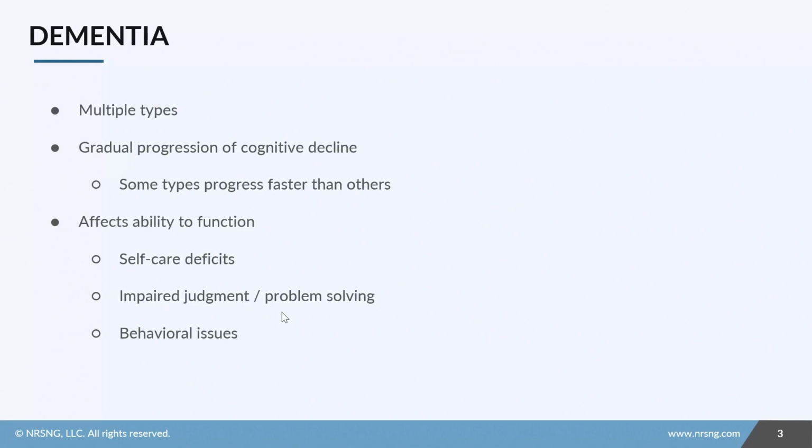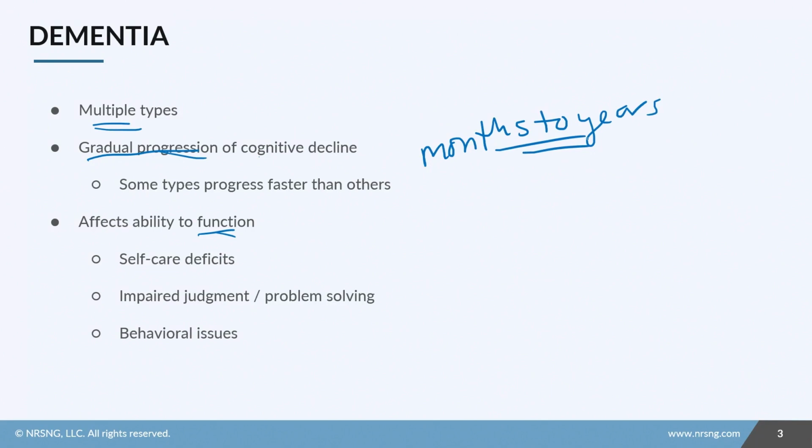First, we want you to understand that there are multiple types of dementia, and they all have slightly different presentations and progressions, but these are the general characteristics. Dementia is a gradual progression of cognitive decline that ultimately affects the client's ability to function in normal life. While some types will progress faster than others, it is still gradual, and we're talking months to years. We're not talking days to weeks. We're still talking quite a long period of time.